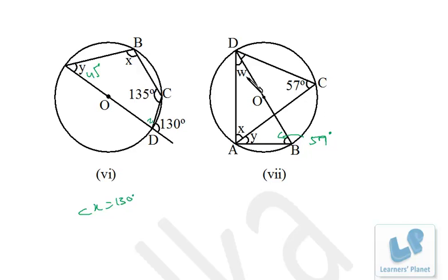Now, since BD is passing through the center of the circle, that's O, that means this angle is the angle in the semicircle. That means X plus Y should be 90 degrees. Angle X plus angle Y must be 90 degrees. Now, if it is 90 degrees, it is 57 degrees. So W will be what? 180 minus 90 minus 57. So 180 minus 90 is 90. 90 minus 57 is 33 degrees. So W is 33 degrees. Okay.